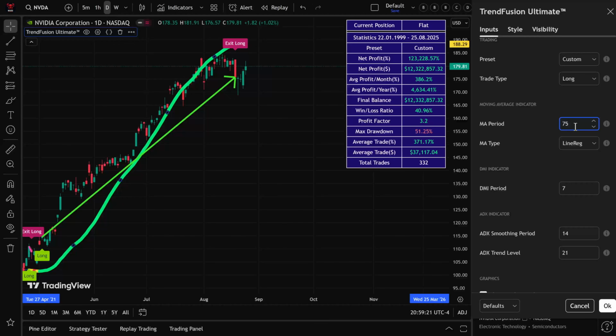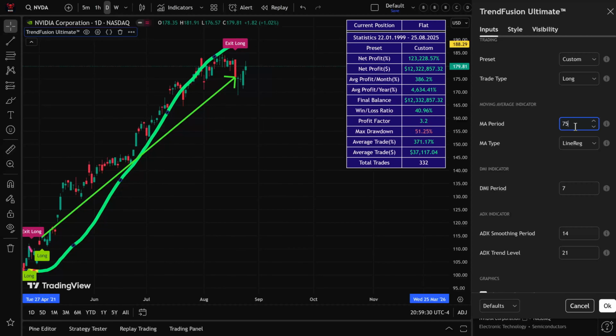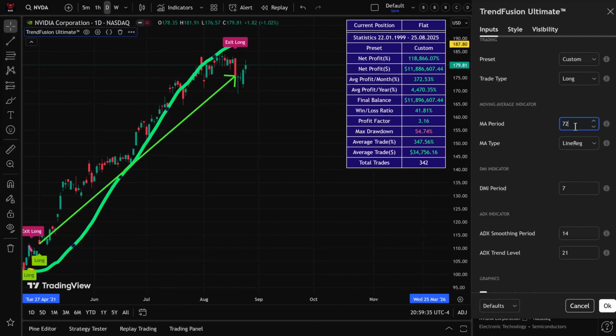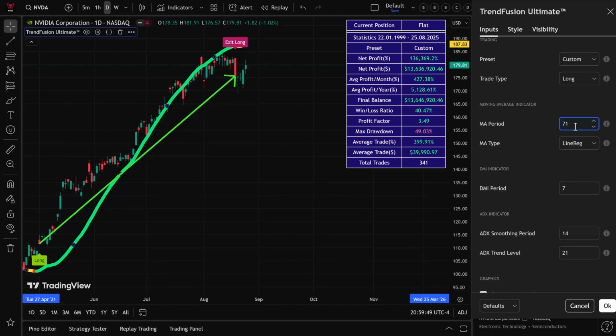So let's be more precise now. 75, 76. So 78 is decreasing. Net profit is decreasing. Let's try going down. 74, 118, 123. It's the biggest, right? 144. Okay, 136. So we found a local peak. How do I know that? We see we get 144k percent net profit for 71. If I increase it, it becomes less, 124. If I decrease it, it becomes less again. So 71 is the highest. Let's move to the next.